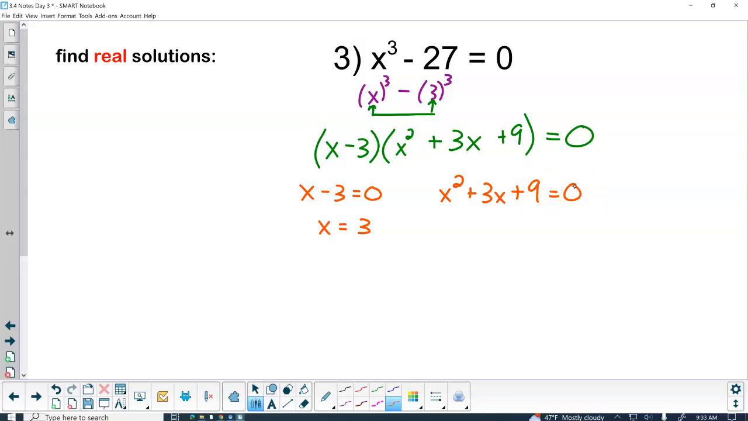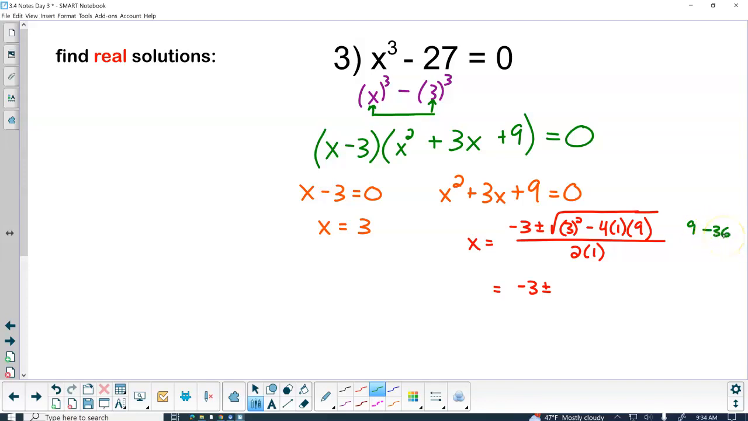Okay? Now we can apply our quadratic formula. X is equal to opposite of b plus or minus square root of b squared minus 4 times a times c all over 2 times a. Three squared is 9. 4 times 1 times 9 is 36. 9 minus 36 is negative 27.